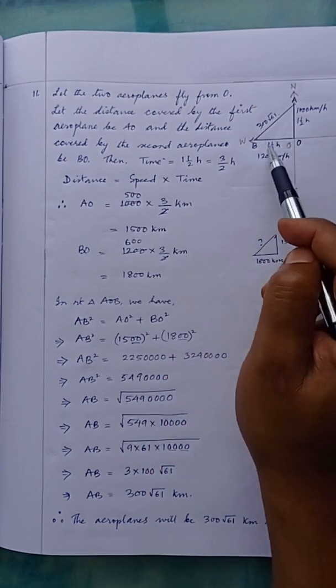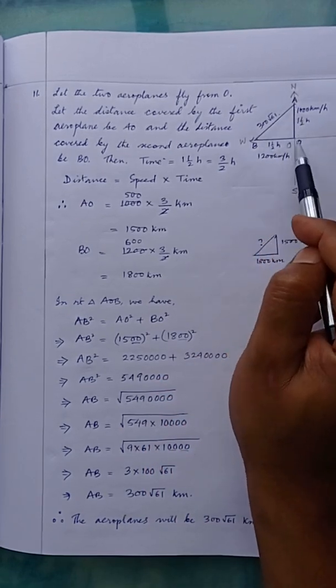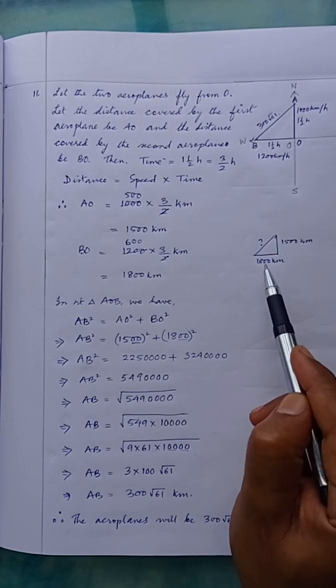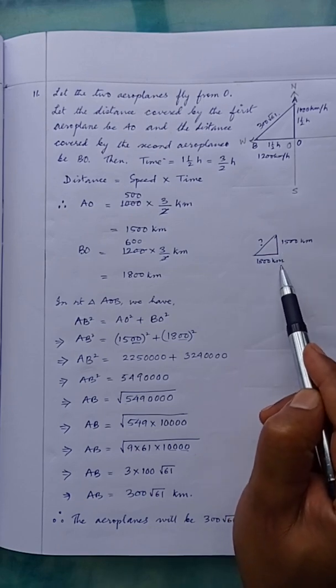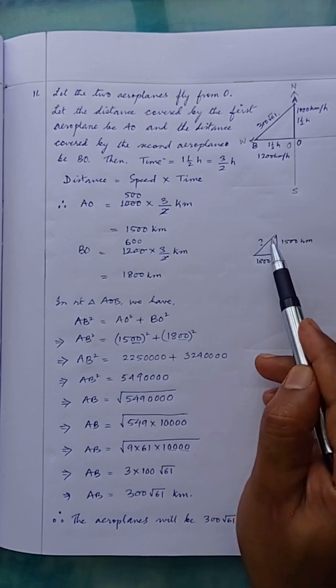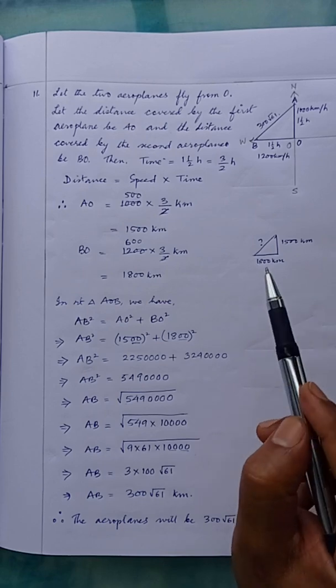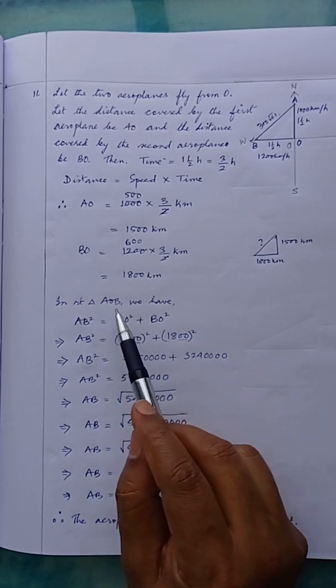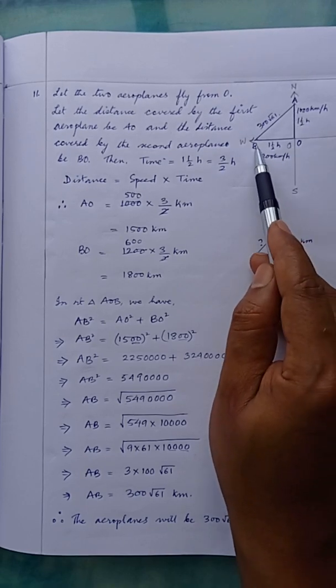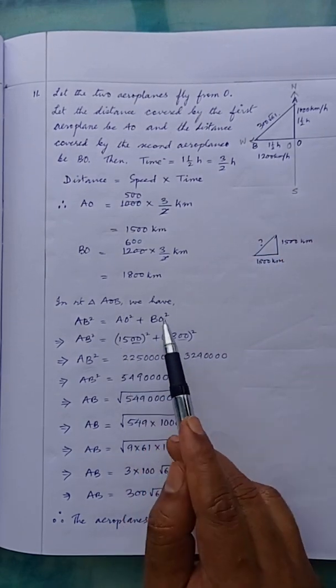Now this is a triangle. We know the distance of these two. So one is 1500 km, the other one is 1800 km. We have to find the distance between these 2 points. So in right triangle AOB, AB square is equal to AO square plus BO square, and just put the values.